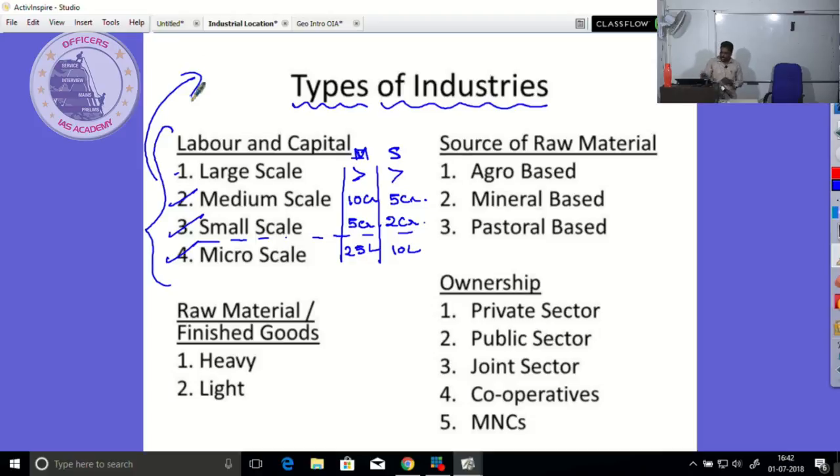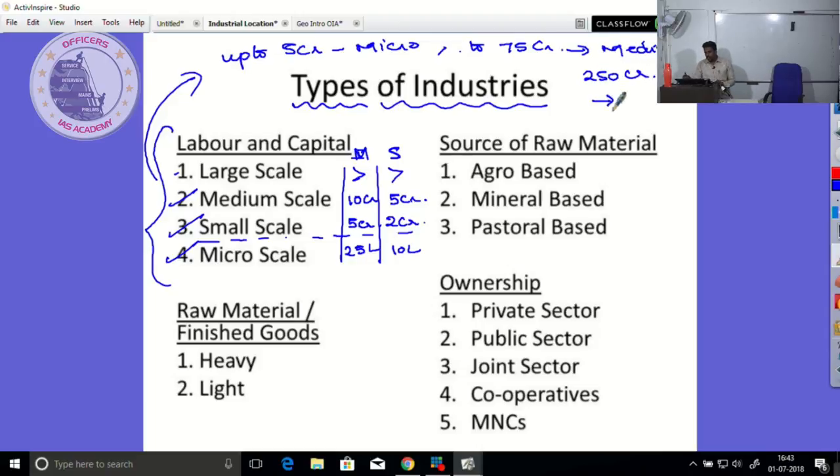Annual turnover up to 5 crores, you call it micro. 5 crores to 75 crores, if I am not wrong again, you call it small. 75 crores to 250 crores of annual turnover, you call it medium. This is the new classification approved by the cabinet. It is not based on investment, now it is based on turnover. There is no difference now between manufacturing and service sector. Only one type of classification is given.